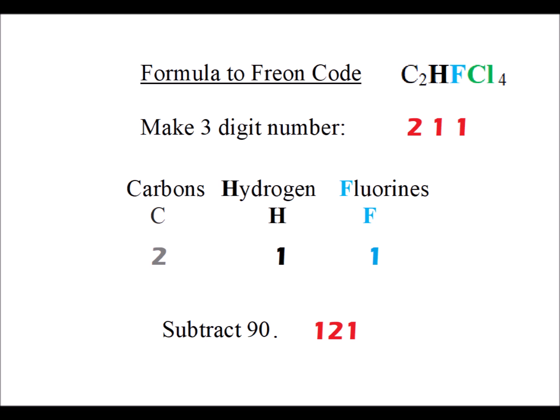Now, if we start with the formula, we write it in the version of a three-digit number: carbon, hydrogen, and fluorine. So we see for this particular freon, our three-digit number is going to be 211. Then we simply subtract 90 from it, and we get the freon code number 121. So the freon with the molecular formula C2HFCl4 would be known by the freon code number of 121.